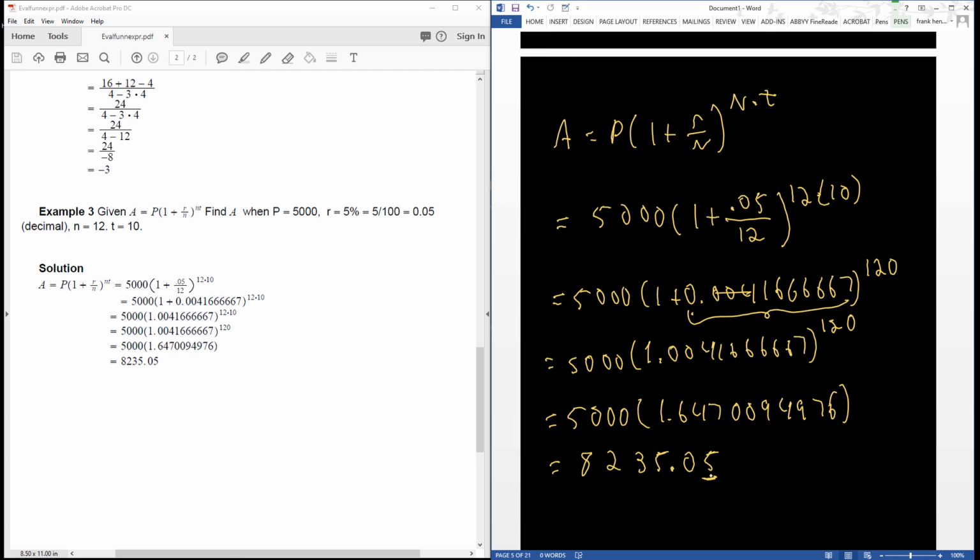You wouldn't round it to 1. You have to go out to 8 or 9 places past the decimal, so you can round to the nearest penny, because we are dealing with money here.